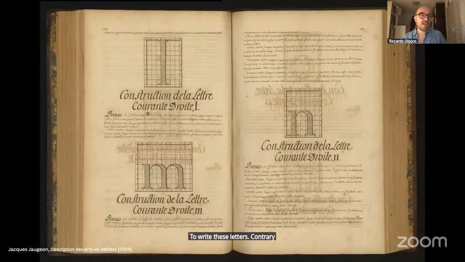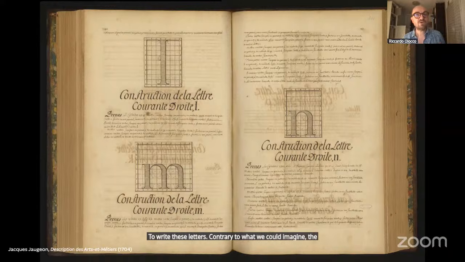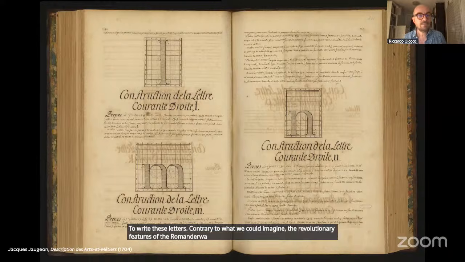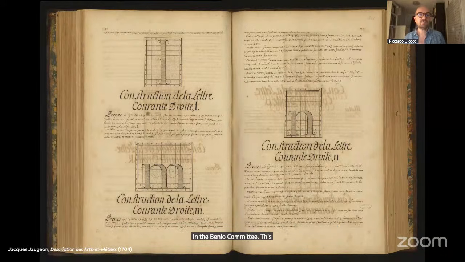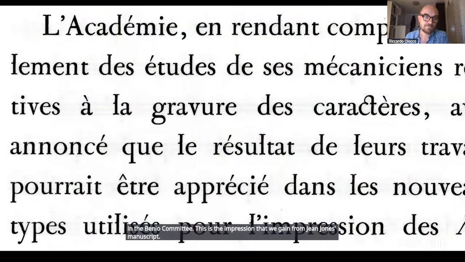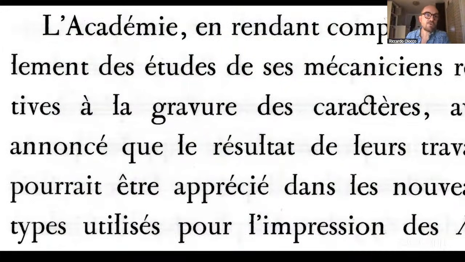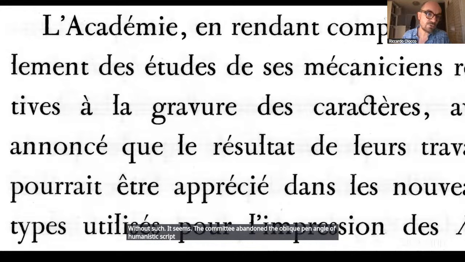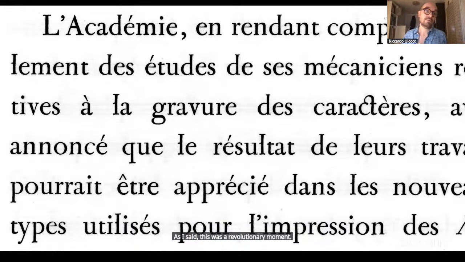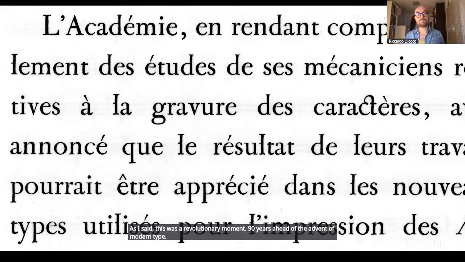Contrary to what we could imagine, the revolutionary features of the Romain du Roi seem to have received little discussion in the Bignot Committee. This is the impression that we gain from Jean-Jean's manuscript. Without much discussion, it seems, the committee abandoned the oblique pen angle of humanistic script, which was found in virtually all Roman types produced up to that point. As I said, this was a revolutionary move, 90 years ahead of the advent of modern type.